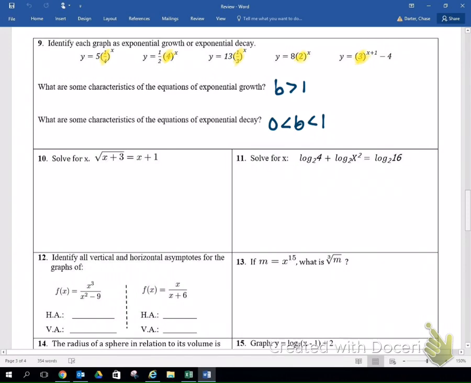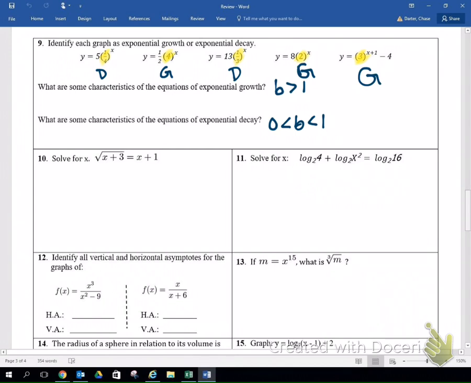So this first one here, I'm not going to explain this one, too ridiculous. That's decay because b is 1/4. Growth because b is 4. Decay because b is 1/3. Growth because b is 2. And growth because b is 3. So if b is a fraction, it's decay. If b is a whole number, growth.